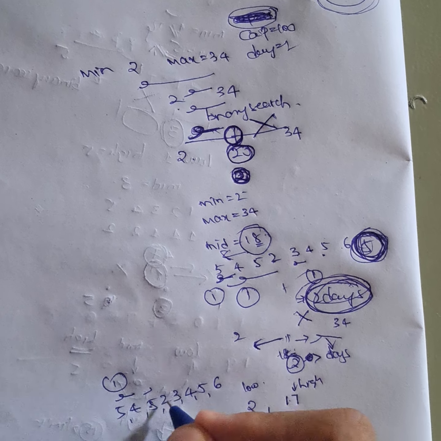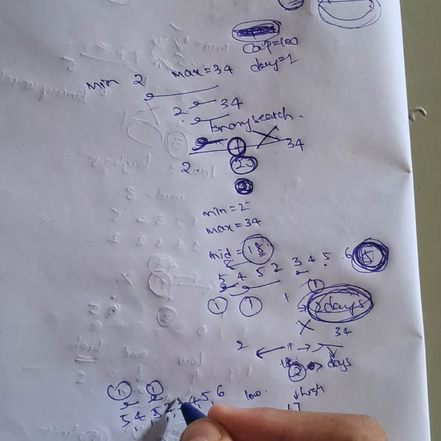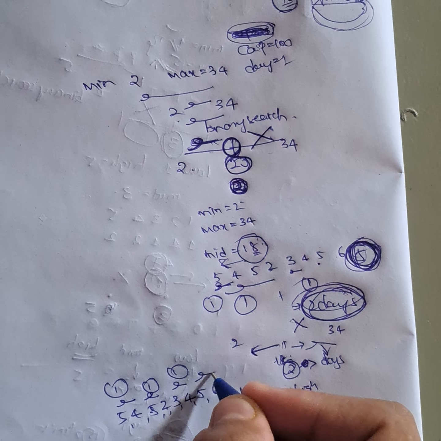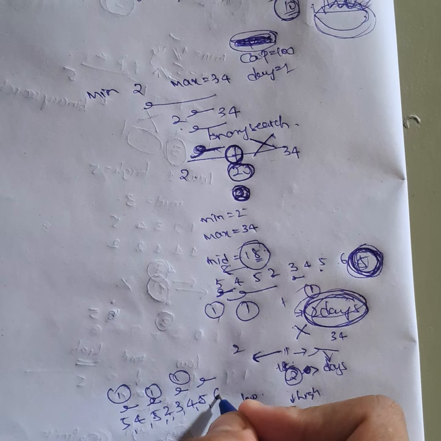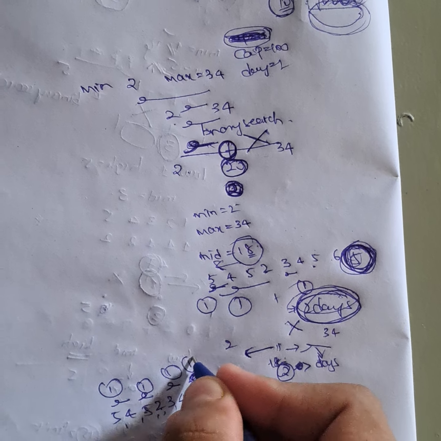This and this will be shipped. This crosses the limit, so this will be shipped in 1 day. So this and this shipped in 1 day. This and this cannot be shipped in separate ways, so we cannot ship them combined. So we need to ship them separately.